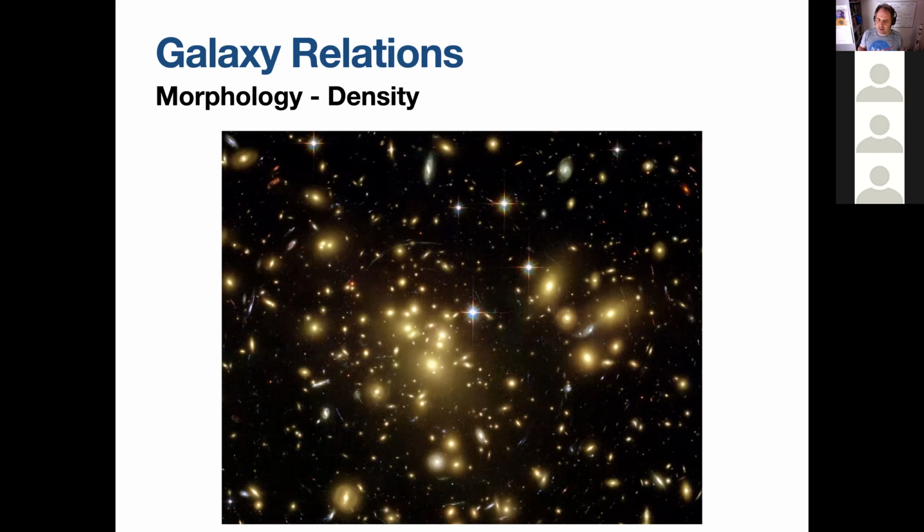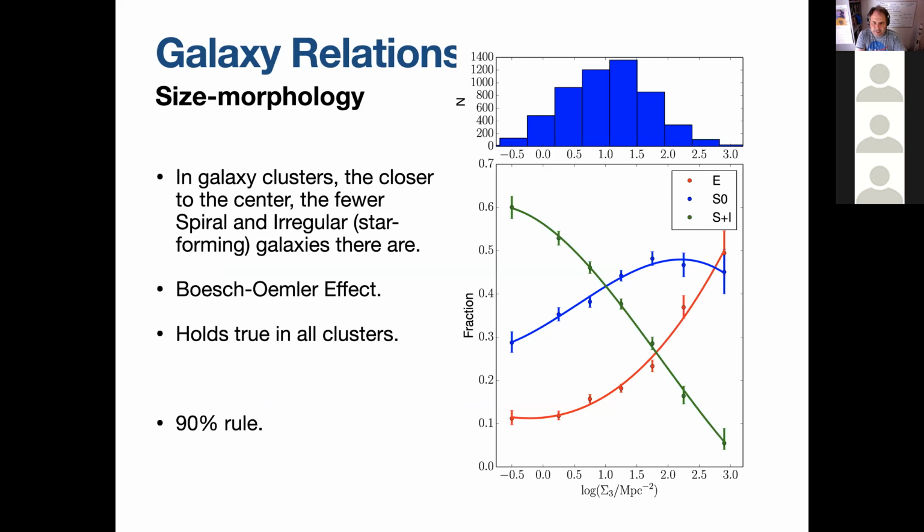The disks seem to be going away, and the cluster is mostly made up of ellipticals and spheroidals, so S-zeros. This was pointed out early, the Butcher-Oemler effect. This is a modern version of this plot where you can see density on the x-axis and a fraction of the different kinds of galaxies. Elliptical galaxies at a low density, on the left side, are only 10% of the population. And like 90% of it is anything from a spiral.